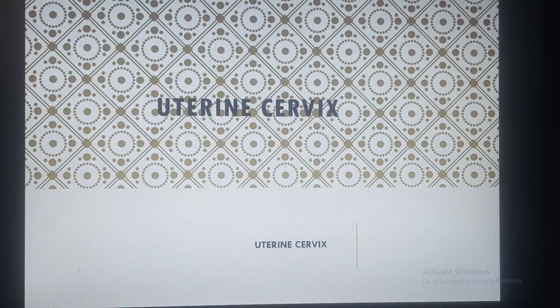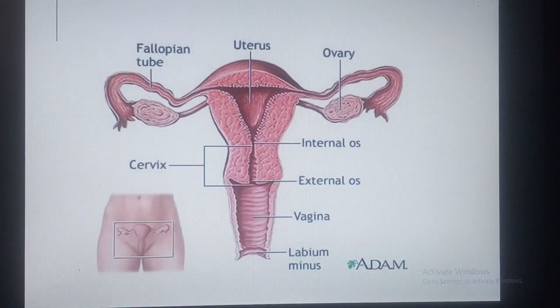Now if you take the cervix, I told you that the cervix is the neck of the uterus. There's the vagina, there's the cervix, and there's the body of the uterus. Now, one thing that I have to explain to you before I move on is the isthmus. I told you that the isthmus is a narrow area between the cervix and the body of the uterus.